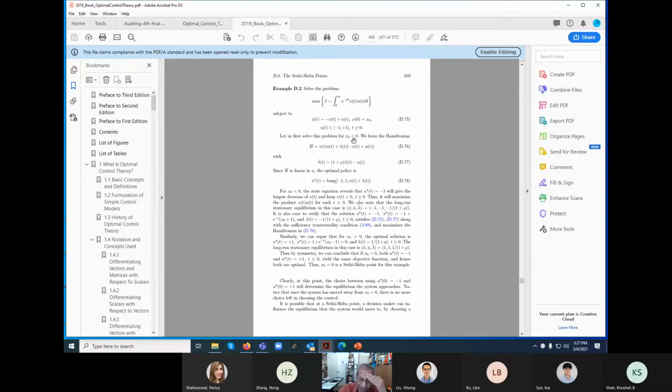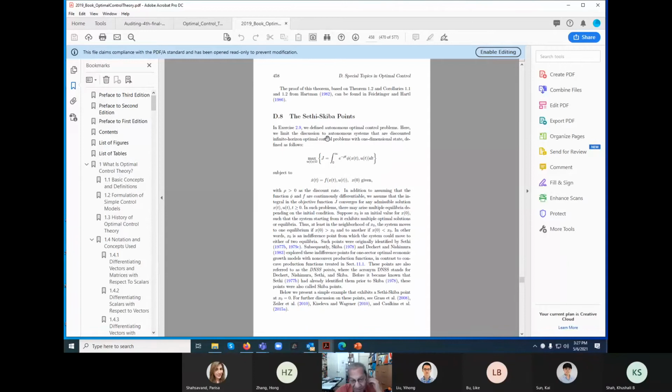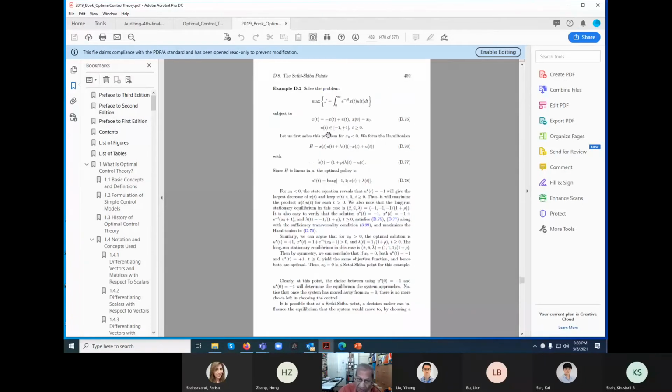I'm hoping that more people write these papers and keep calling it that, and one day maybe somebody or myself will change the DNSS to Sethi-Skiba in Wikipedia. Hopefully that will be done. So are there any questions there? And then we're going to go to the epidemic paper that we currently are working on.